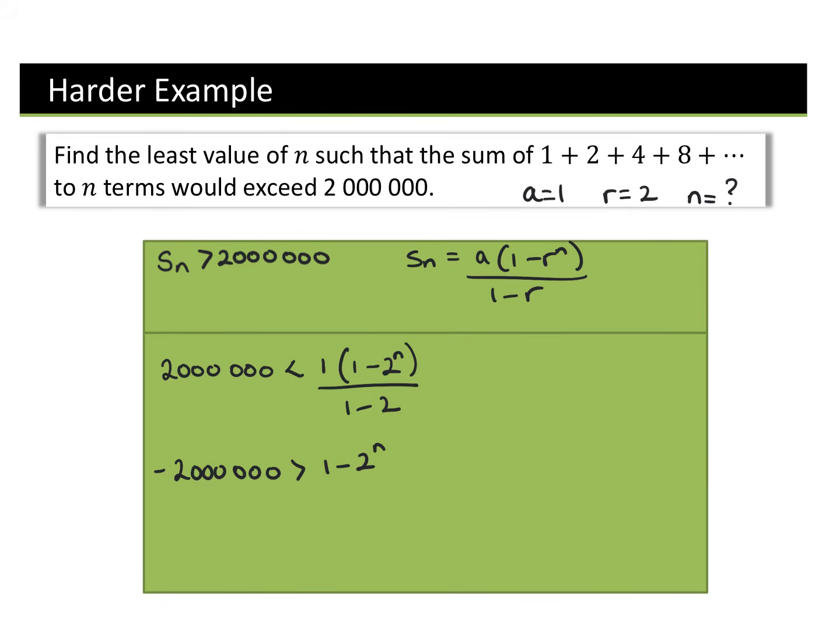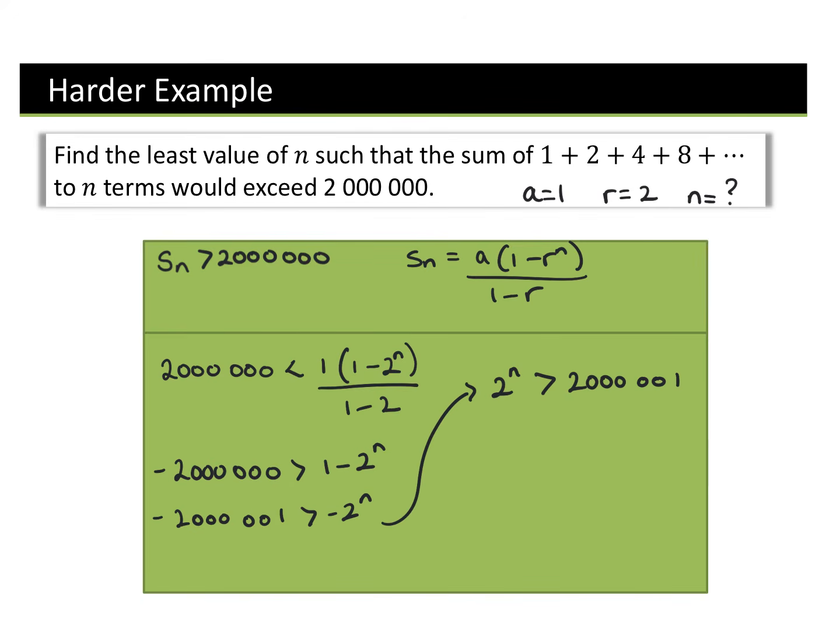Okay? Now I'm going to take away 1 from both sides. So minus 2 million and 1 is greater than negative 2 to the power of n. I'm actually going to divide both sides by negative 1 again. And I'm going to write the 2 to the n on the left-hand side. So 2 to the n is greater than 2 million and 1. How do I find what n is?